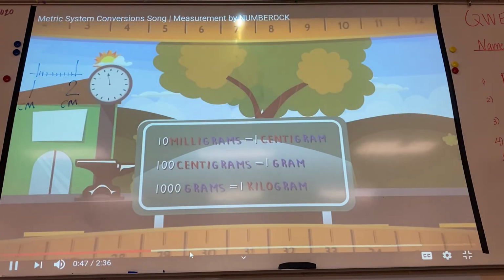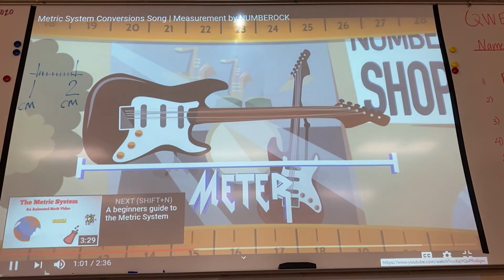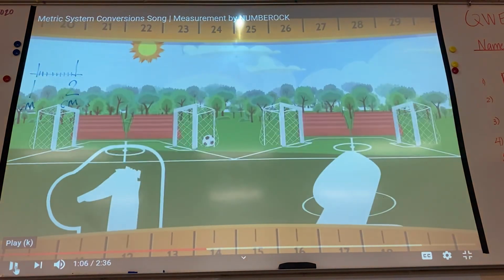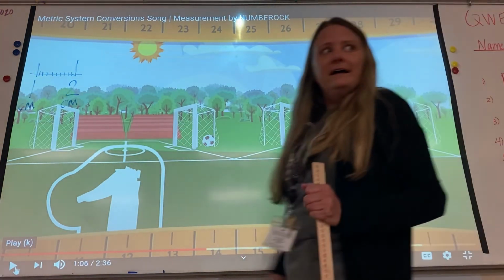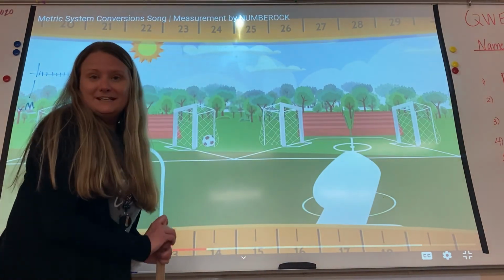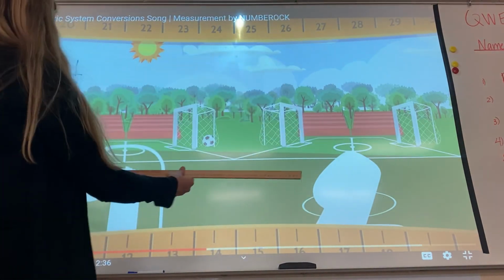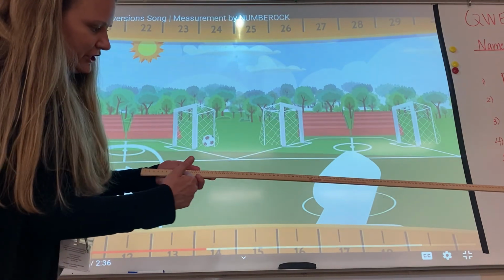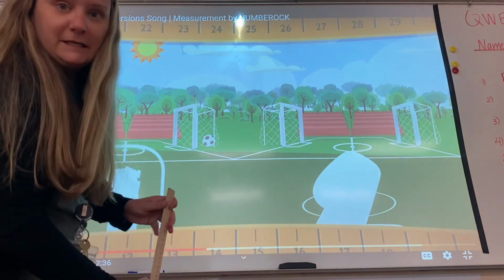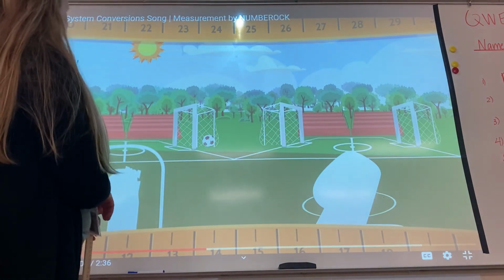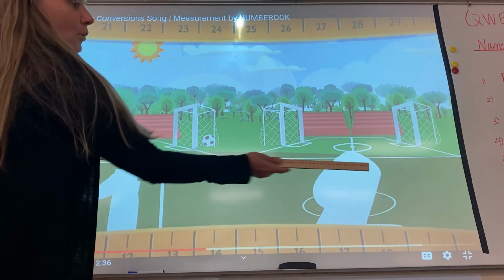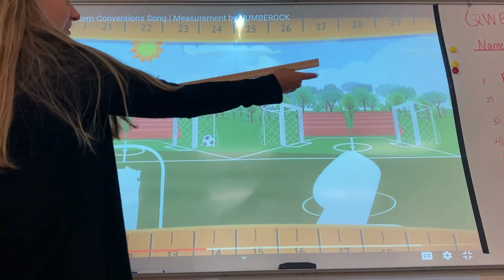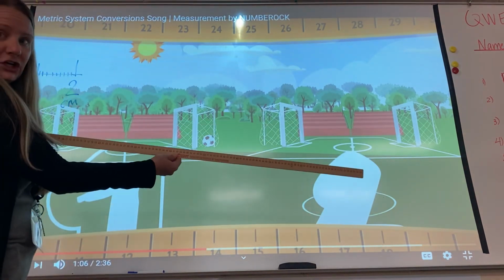Okay. All right, well, I lied. Apparently it skipped decimeter. But just to let you know, we're going to skip that too. All right. So if you have 100 centimeters, then you're going to have 1 meter.